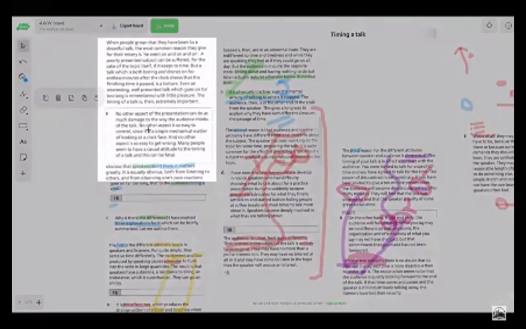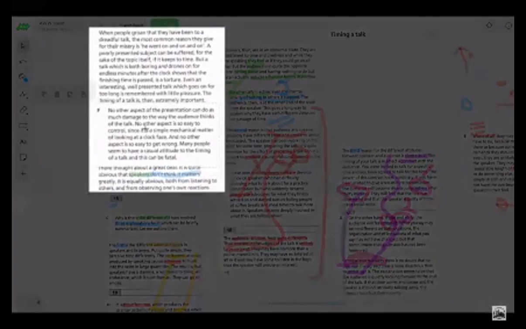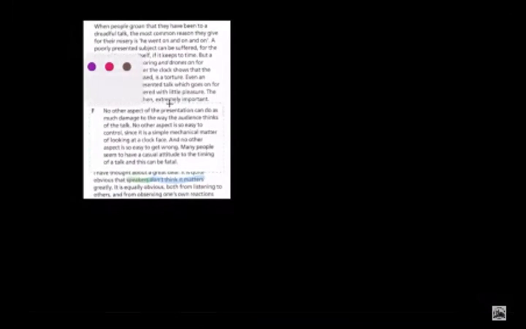I think that one might go nicely there. The timing of a talk is extremely important. No other thing can do as much damage. Why does it matter so much? Oh my god. It is the timing.